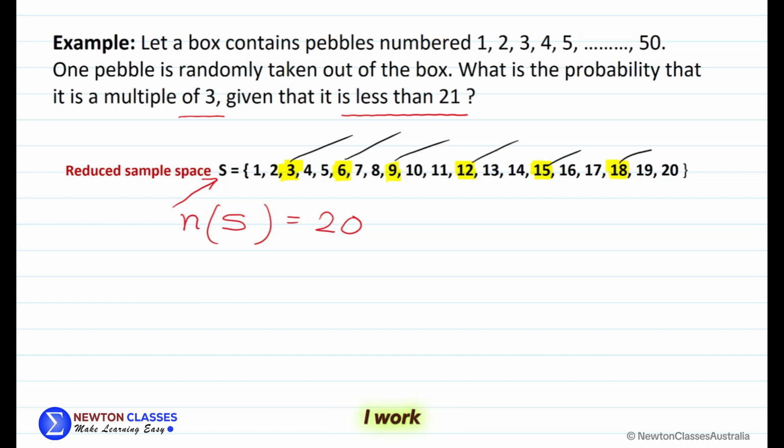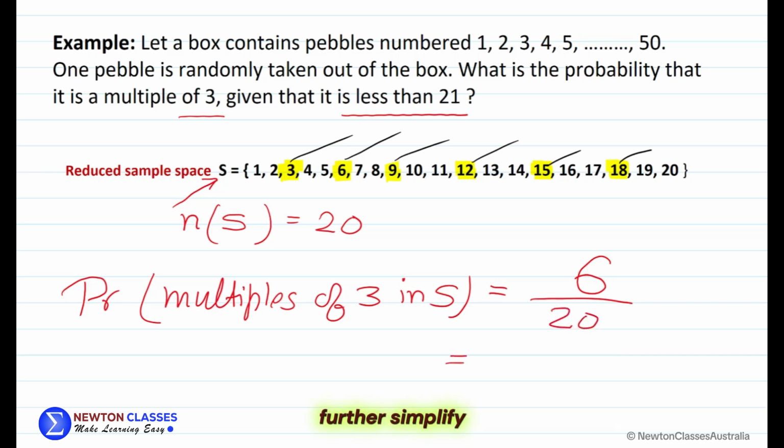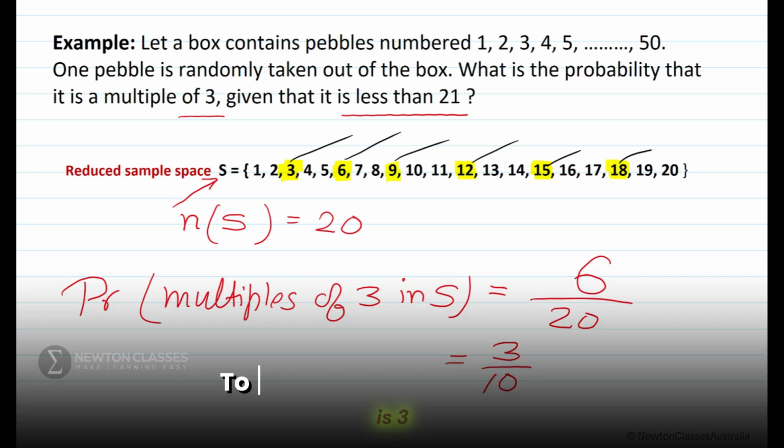Therefore, if I work out the probability of multiples of 3 in set S, it would be 6 out of 20. If I further simplify, I get 3 out of 10. So based upon conditional probability, the probability of picking a pebble which is less than 21 and a multiple of 3 is 3 out of 10.